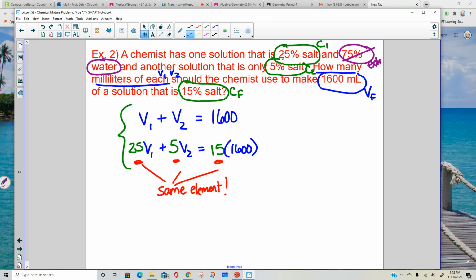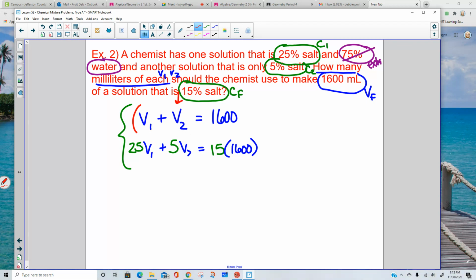The first solution is 25% salt. Great. It tells me what the rest of the solution's made of. I don't really care for this problem, right? So just ignore it. All right. So on this system of equations, I'm going to solve this one by elimination. But again, it's your choice. My goal is to eliminate the V2.